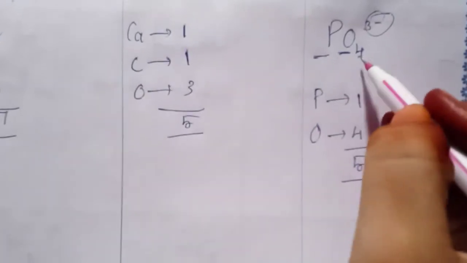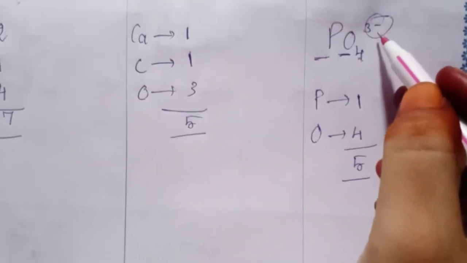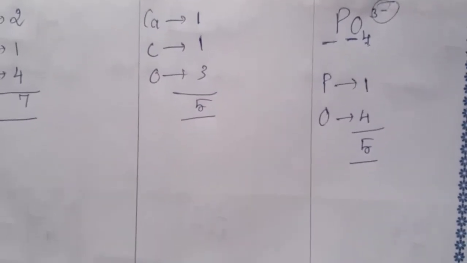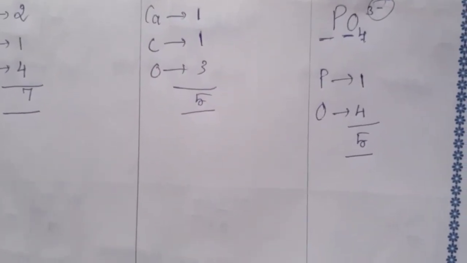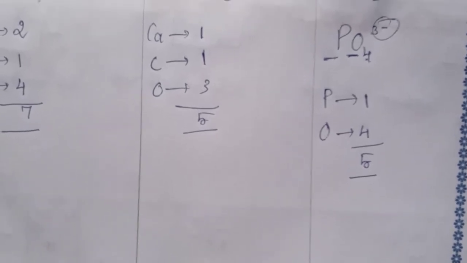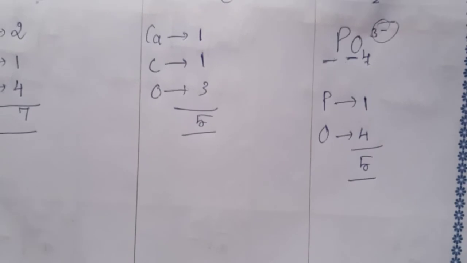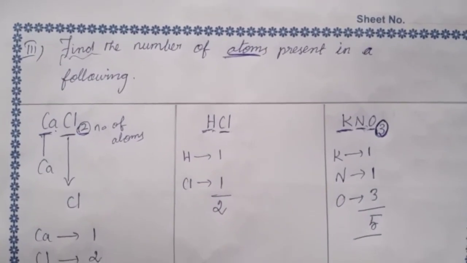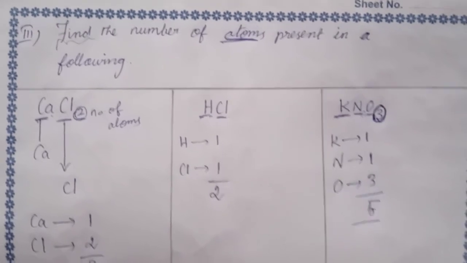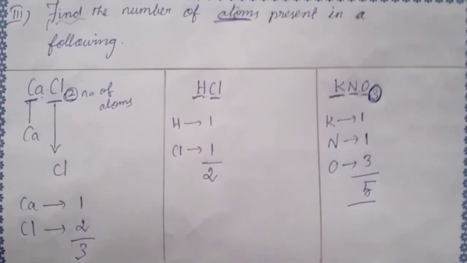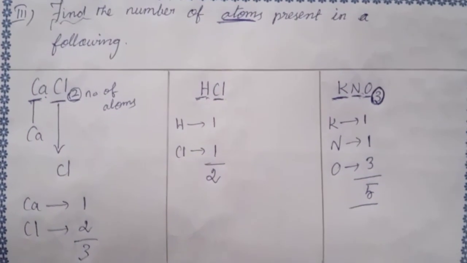See only the subscript, don't look at the superscript. Number of atoms means the number of atoms and what types of atoms are present in it. That's all you look at. Don't confuse it with ions. This is another topic. Finding the number of atoms is different from ions. Here only consider the atoms and the types of atoms. Okay, thank you.